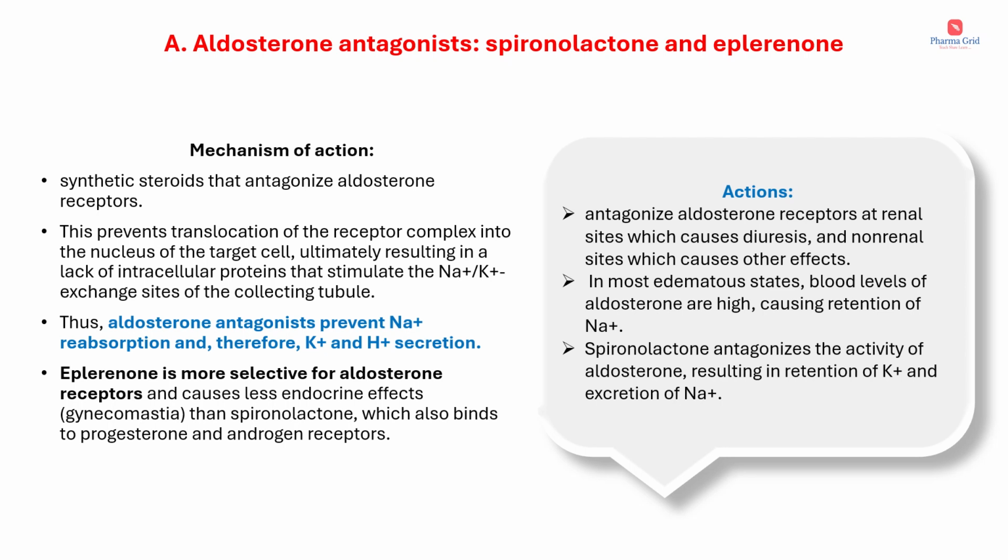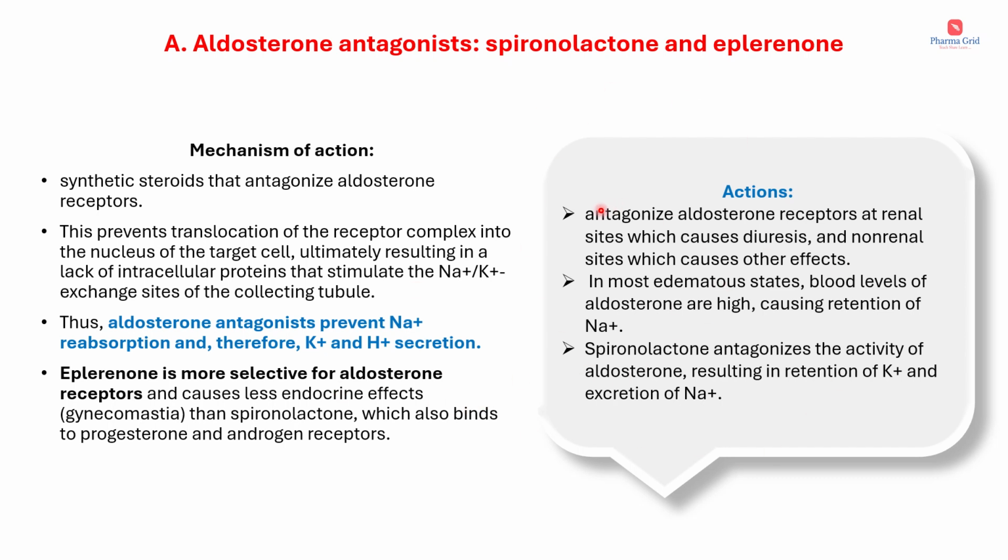In a nutshell, we can say that these drugs prevent translocation of the receptor complex into the nucleus of the target cell, ultimately resulting in a lack of intracellular proteins that stimulate the Na+/K+ exchange sites of the collecting tubule. Thus, aldosterone antagonists prevent sodium reabsorption and therefore potassium and hydrogen secretion. Eplerenone is more selective for aldosterone receptors and causes fewer endocrine effects, that is gynecomastia, than spironolactone, which also binds to progesterone and androgen receptors. So one advantage of eplerenone over spironolactone is that it causes fewer endocrine effects.